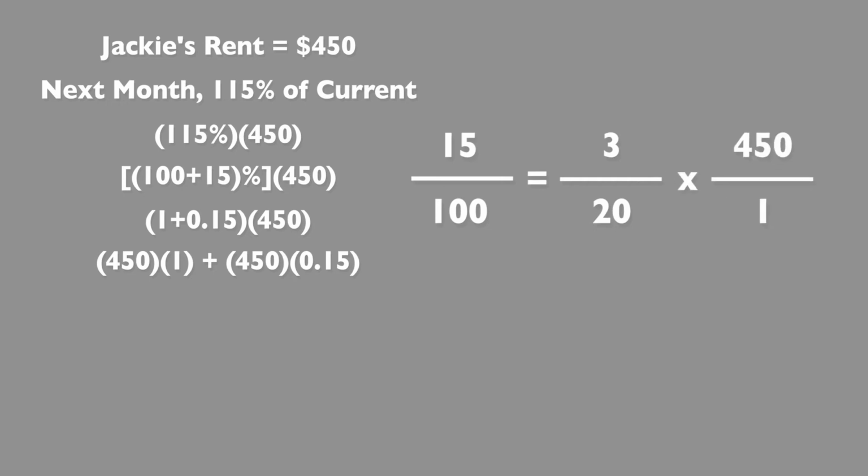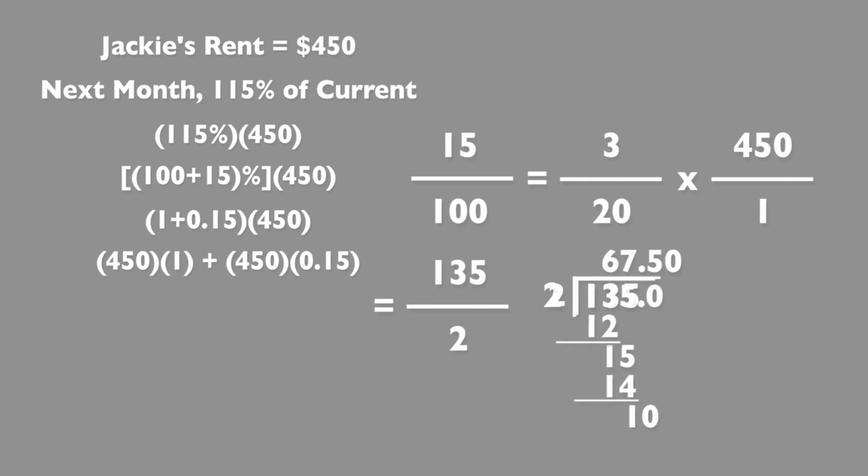Now we can already reduce this a little bit right off the bat. We know that the zeros will cancel here. So that gives us 3 times 45. That's 135. 3 times 45: 2 times 45 is 90, plus 45 is 135. That's still divided by 2. And then we can go ahead and write that out. 135 divided by 2 as a dollar amount is going to be $67.50.